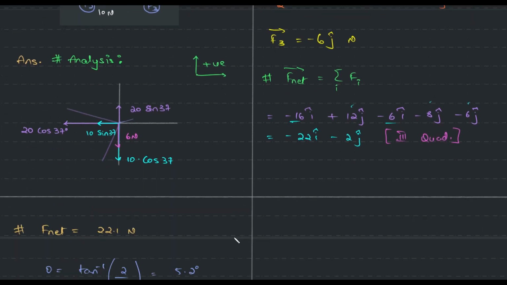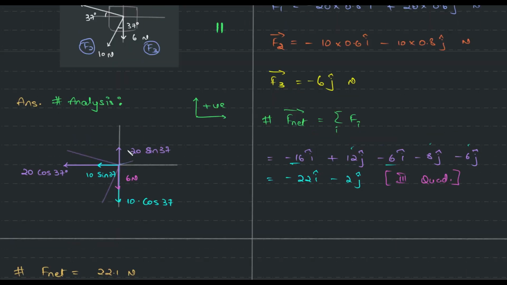So does that make sense? That's one thing that I keep asking. You have a force which is decent, not too much, 20 times sine 37. So that's a pretty good value, and it cancels quite a bit of the downward pull. Does it though? Did I make any mistake? J minus 8 and minus 6.